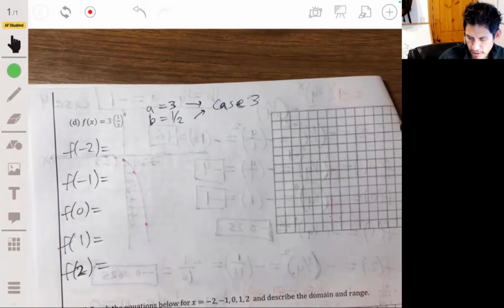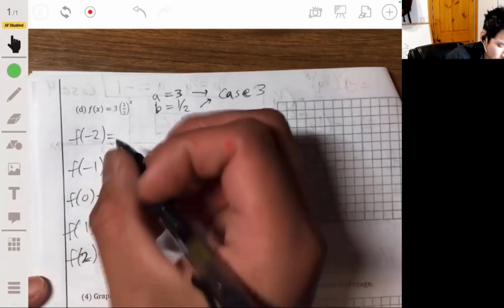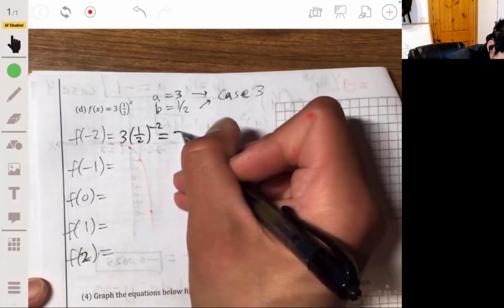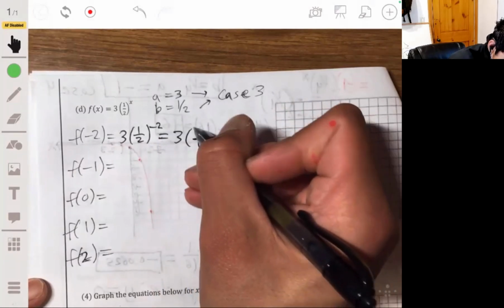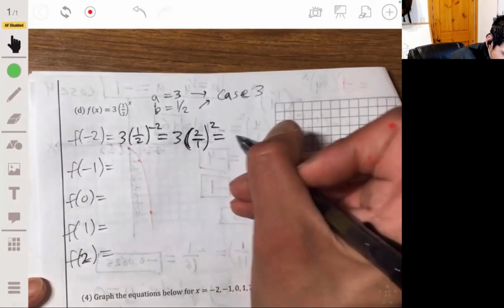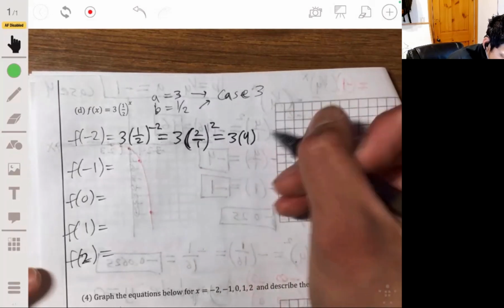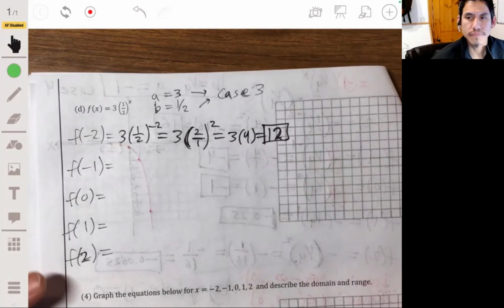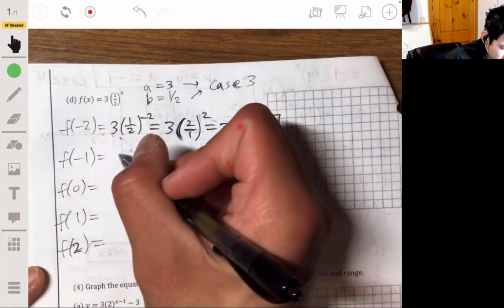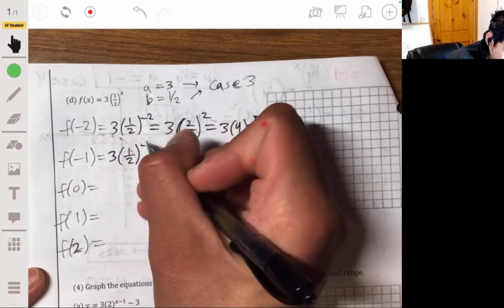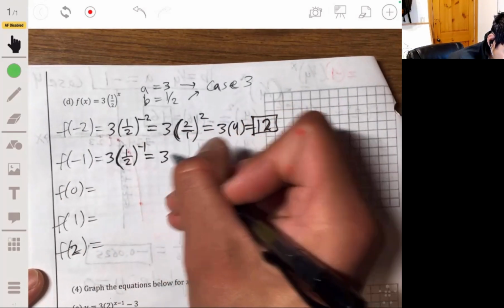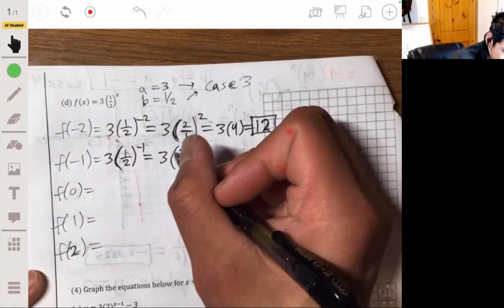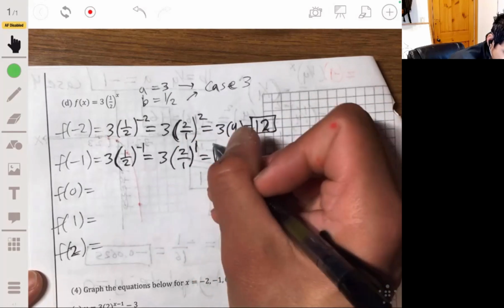I'm going to switch pens. I don't like the way that one looks. Here we go. 3 times 1/2 to the -2. 3 times 2/1 to the 2. 3 times 4, which gives us 12. F of -1 is 3 times 1/2 to the -1. 3 times 2/1 to the 1, making that -1 positive 1. So it's just 3 times 2, and we'll get 6.